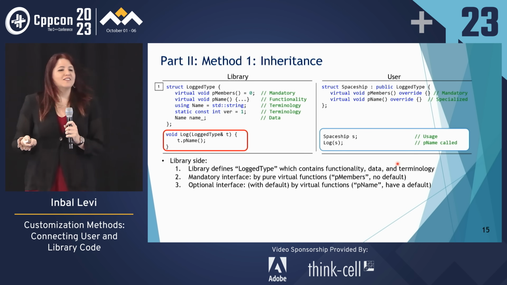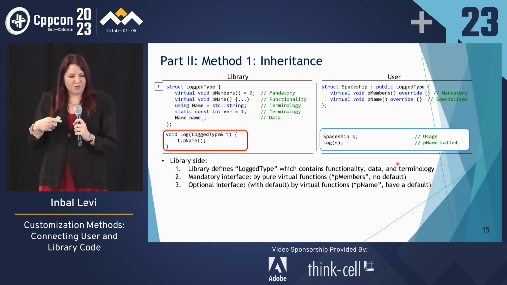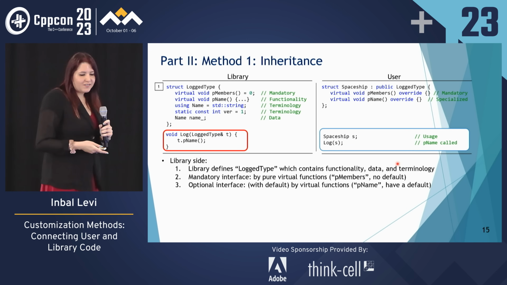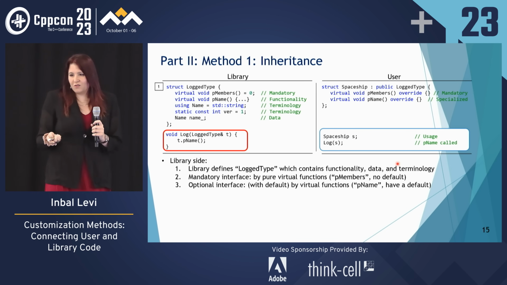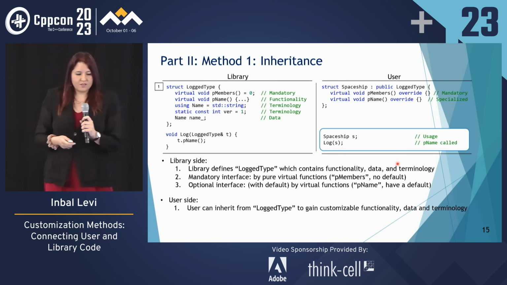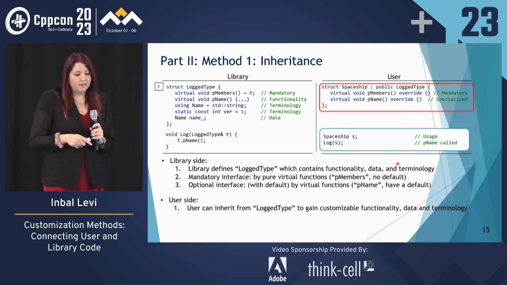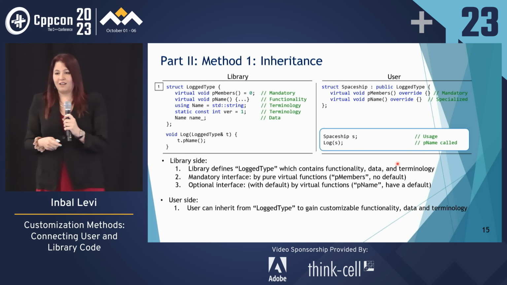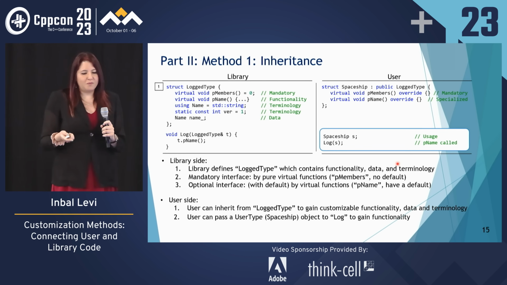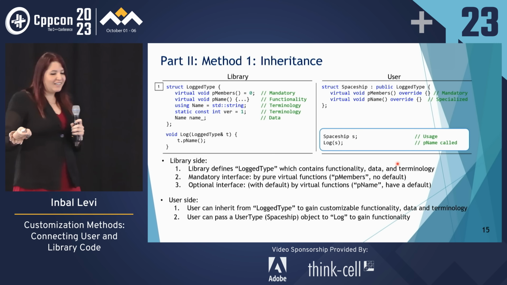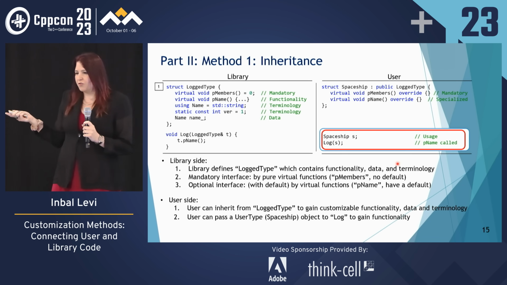Now, you've seen inheritance before, but it's really important to me that you focus on the aspects of customization points in this approach, and this is like an exercise, right? So, again, we can build upon it. Now we can write a log algorithm because we know that we have pname to call. That's significant. On the user side, the user can inherit this log type, of course, and they gain this customizable functionality, data, and terminology, which is important, by the way. Not all of the customization methods that we're going to see are going to allow this. This is actually quite a cool approach. And users can pass this user type, in this example spaceship, so we're going to log spaceships mostly. And they can pass it back to the library, to the log that we wrote, because we know we have pname default, right?